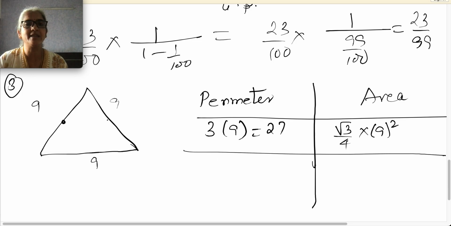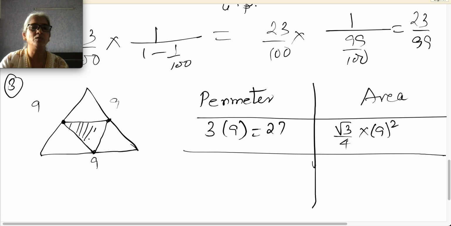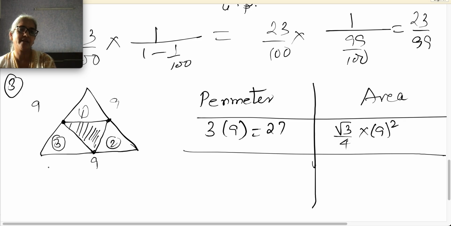Now what I do is I connect the midpoints of the sides of this equilateral triangle, and I remove this triangle at the center. So what I'm left with now is a diagram which has 3 equilateral triangles. However, the sides of this equilateral triangle have now become 9 by 2 each, correct? So now what is the perimeter and area? Let's see. So 1, 2, 3, 4, 5, 6, 7, 8, 9 sides are there, each of length 9 by 2.